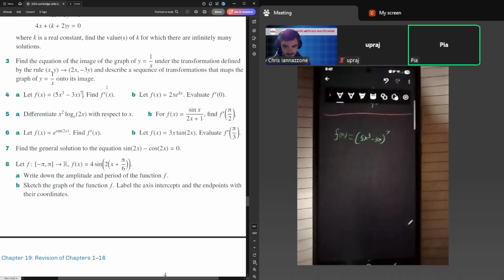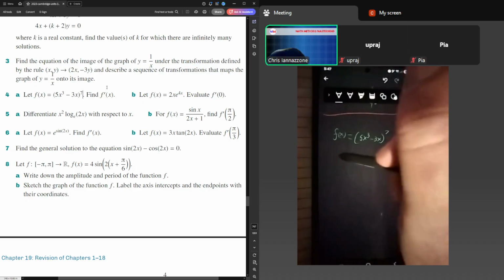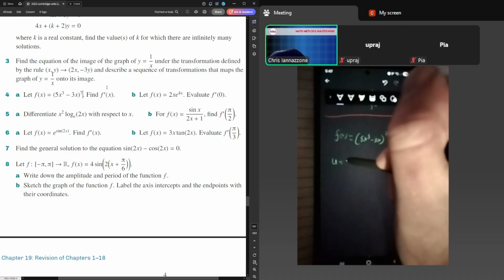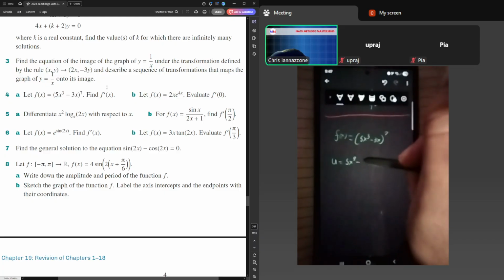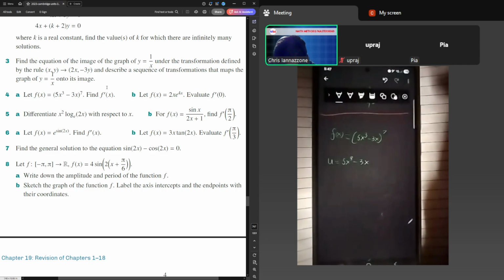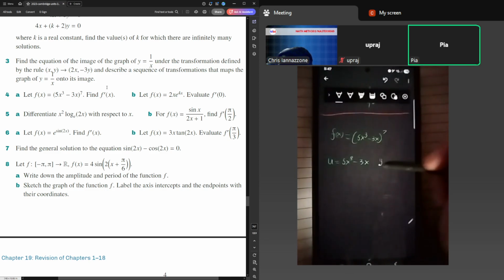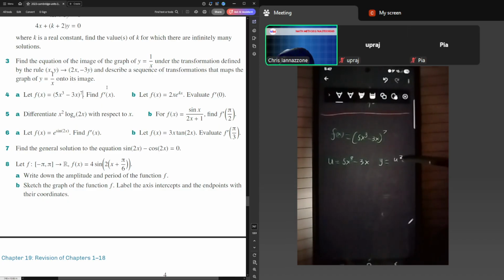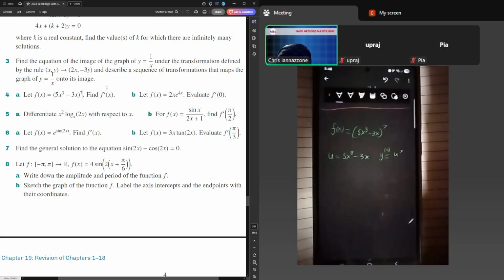Let u equal the inside. Yep, let u equal the inside is correct. U equals 5x cubed minus 3x. What else? Y equals your u to the power of 7. That's it. We've done our substitution, so we should now write, there's this implied y of u here. What else?